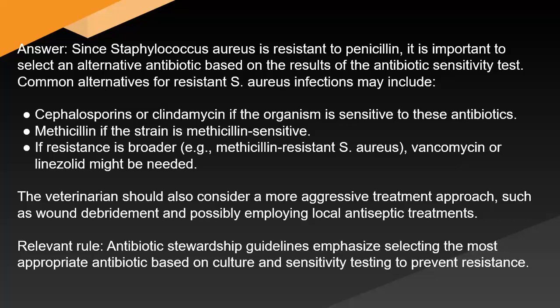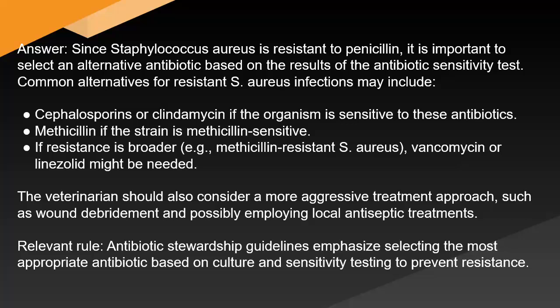Answer: since Staphylococcus aureus is resistant to penicillin, it is important to select an alternative antibiotic based on the results of the antibiotic sensitivity test. Common alternatives for resistant S. aureus infections may include cephalosporins or clindamycin if the organism is sensitive to these antibiotics, methicillin if the strain is methicillin sensitive. If resistance is broader, e.g., methicillin-resistant S. aureus, vancomycin or linezolid might be needed.